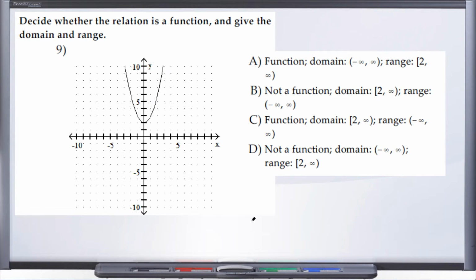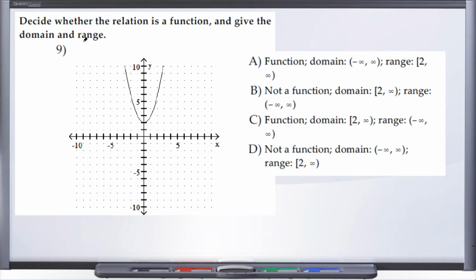All right, so number 9, decide whether the relation is a function and give the domain and range. And number 9, obviously, you can see, is a multiple choice question. You will have multiple choice on your final exam, so this is a good practice of something that you might see. And one of the strategies with multiple choice is eliminating those answers that are definitely not correct. And so let's go ahead and see if we can do that here.